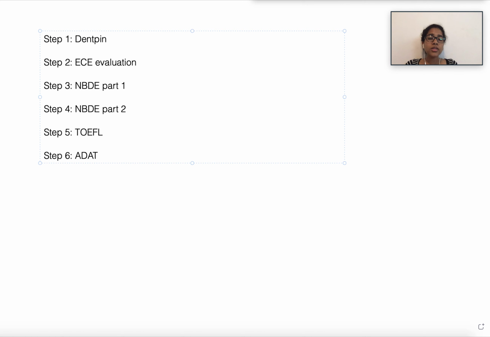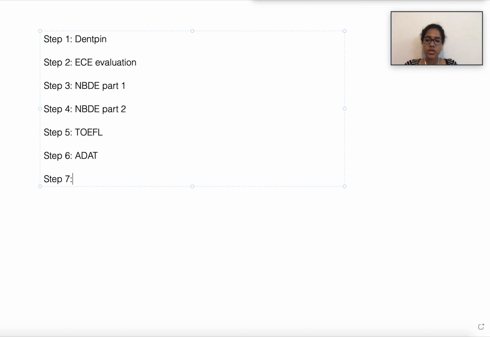There are very few schools at this time who are giving preference to ADAT, but it is good if you write it. If you don't write it, it is still fine. It doesn't mean that you wouldn't be placed in any other college, because most of the colleges, as of 2020, are not asking for an ADAT test.